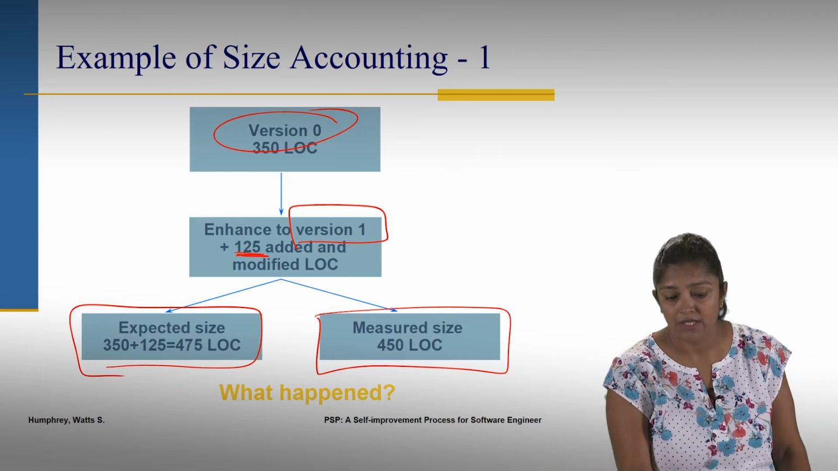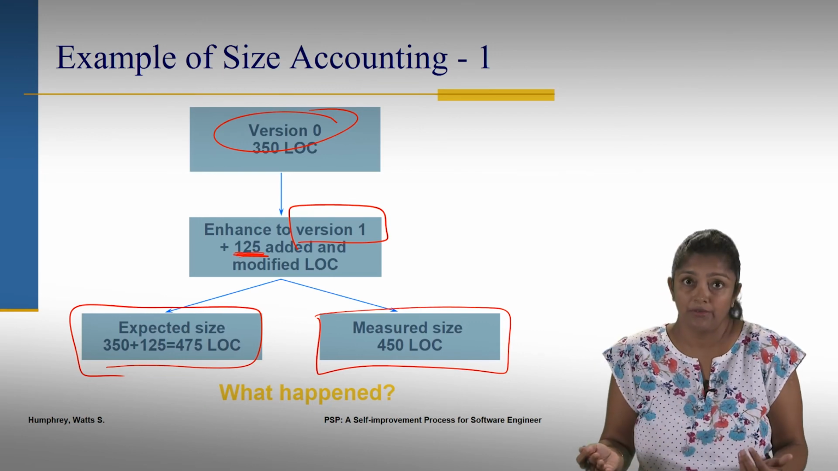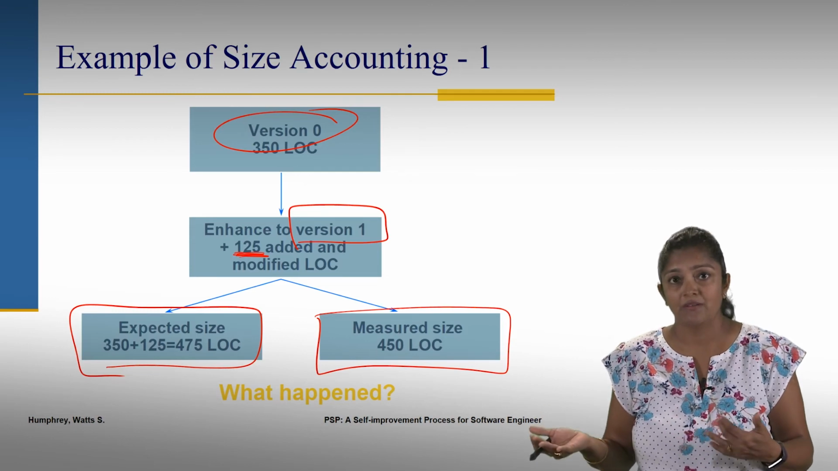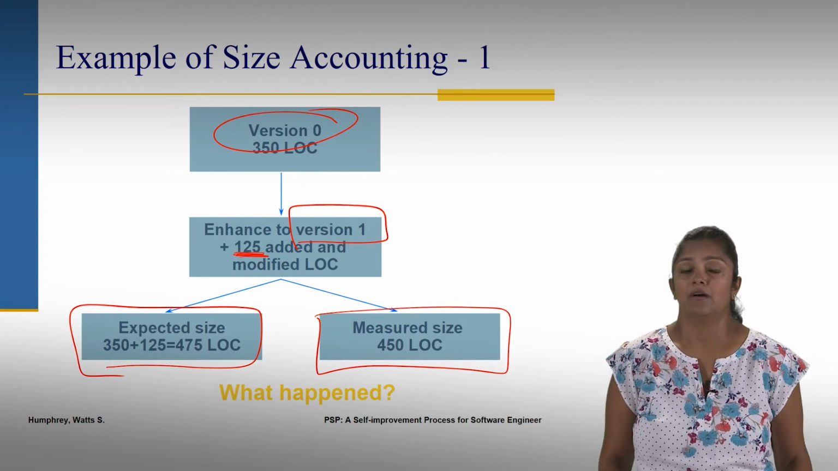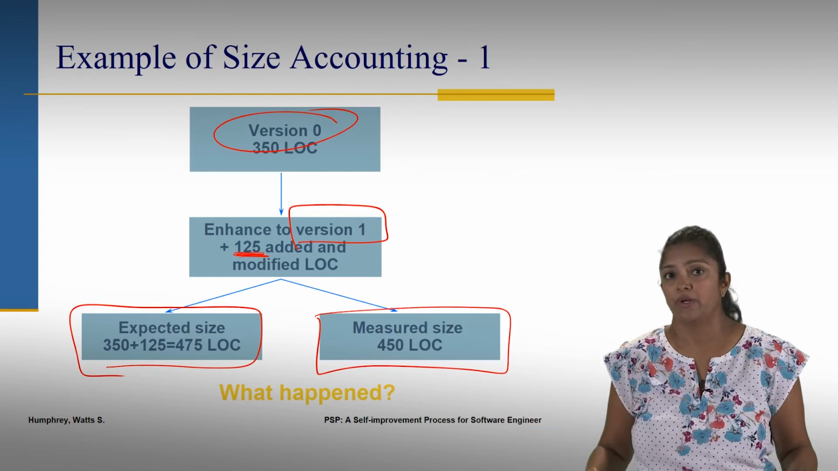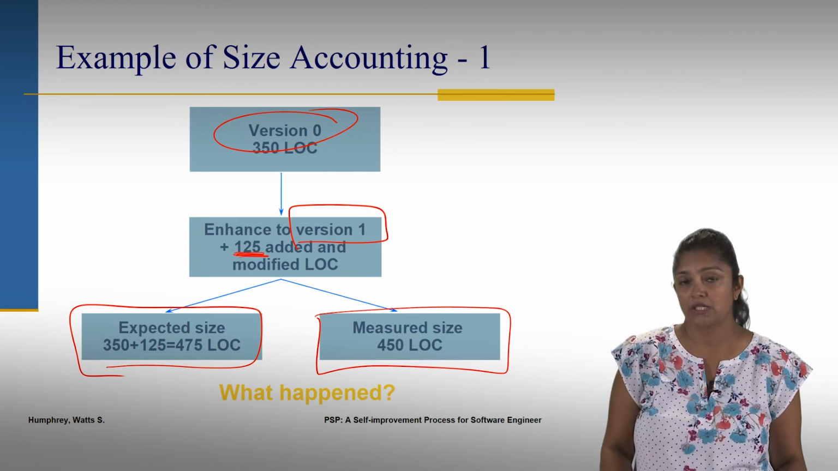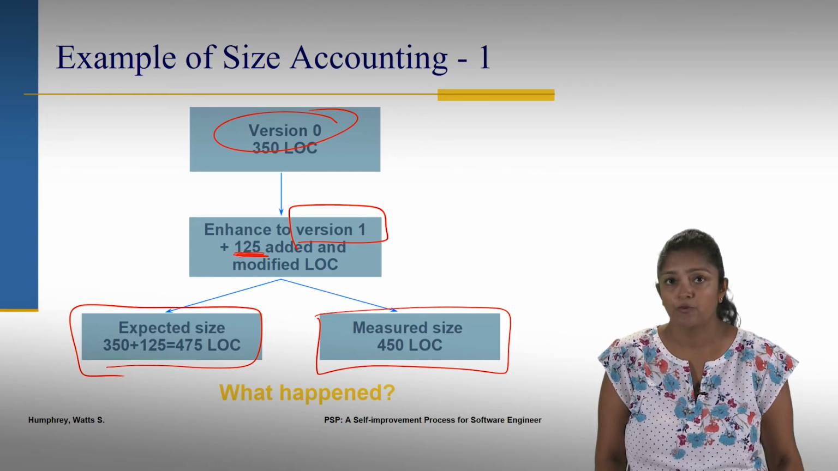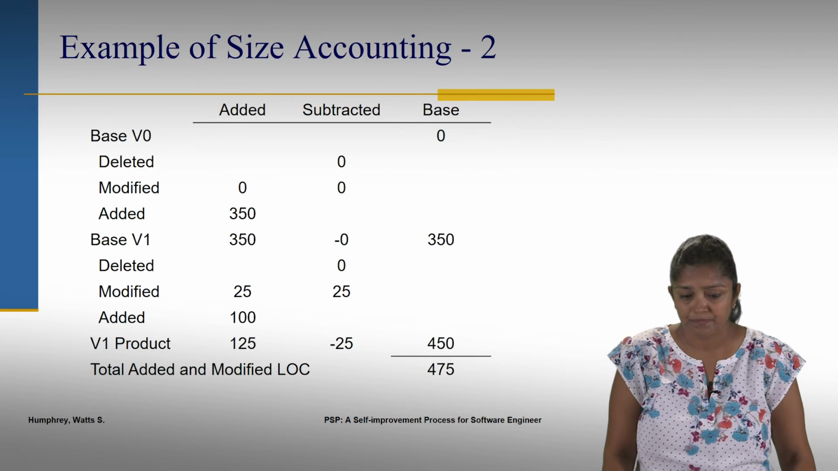If you remember, I said it's 125 lines added and modified. Even the modified lines of code take some effort. There's development effort involved with those as well. So we need to be able to count them and have the corresponding development effort counted towards them. But when we're doing the size accounting, this can get confusing and messy, because our measured size is now only 450 lines of code. So basically that's the reason we need a systematic way of doing this as well.